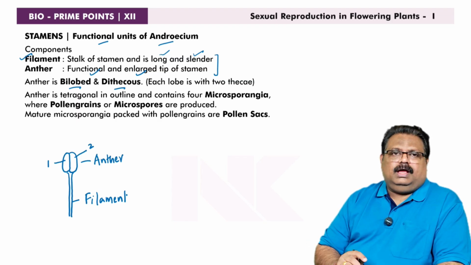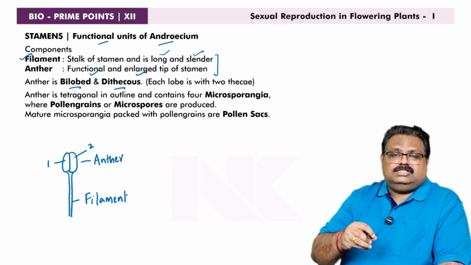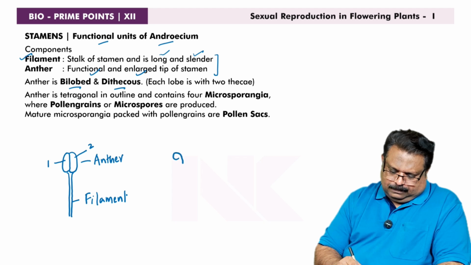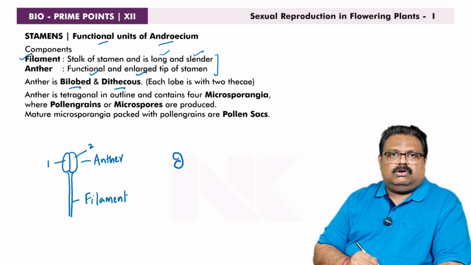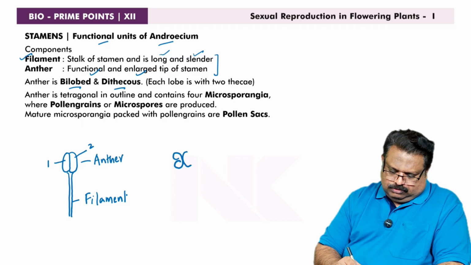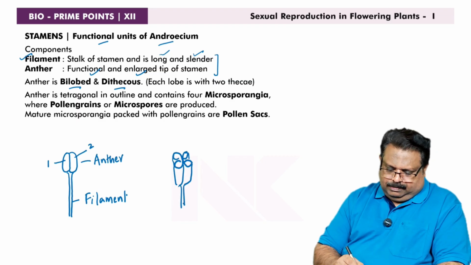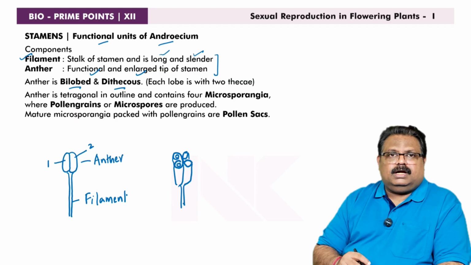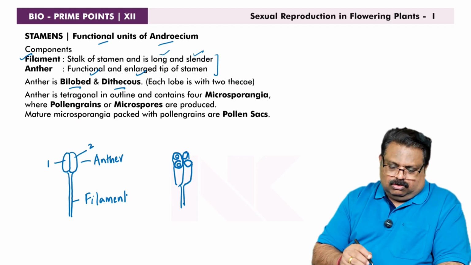Then each lobe has two cavities inside, two chambers inside it. In the cross section, this is the cross section of one lobe and this is the cross section of the other lobe. These are the regions of the anther. Inside one lobe you can see two longitudinal chambers. Since each lobe consists of two chambers, they are called dithecous. That means each lobe with two thecae.